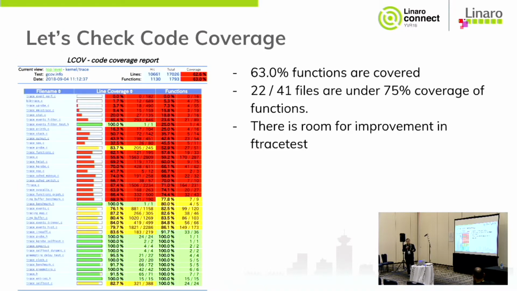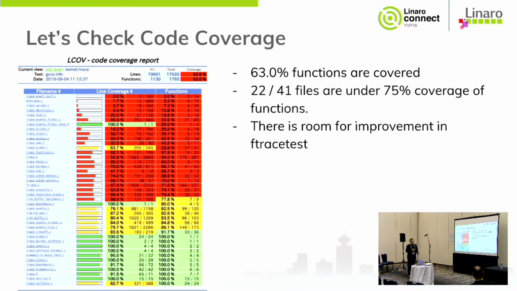Let's check the code coverage with Ftracetest. I ran Ftracetest with GCOV enabled and checked the coverage of the test cases. I found that this one covers just 63% of functions, and 22 out of 41 files are under 75% coverage, which are shown in red lines. So there is room for improvement in Ftracetest.